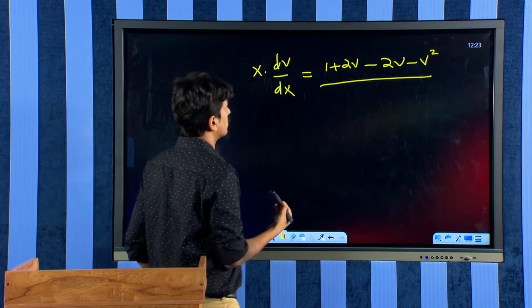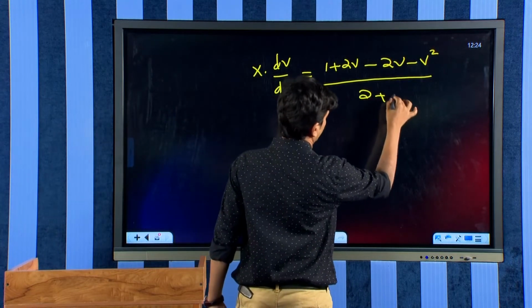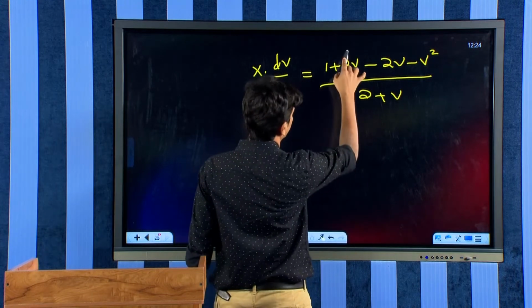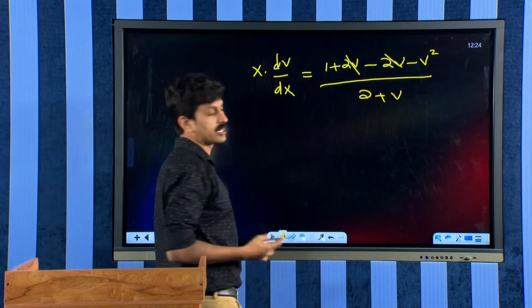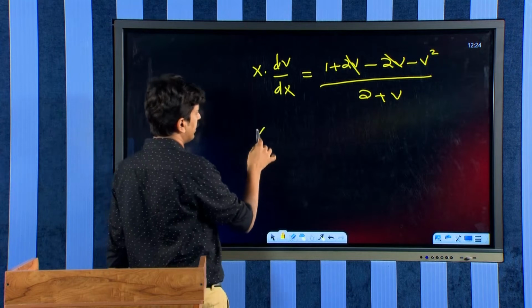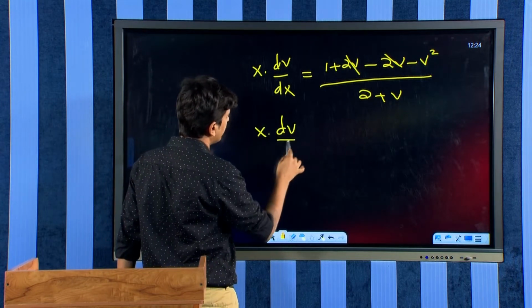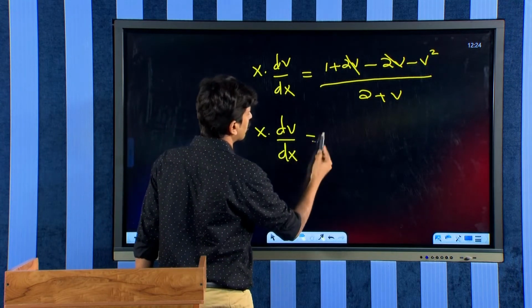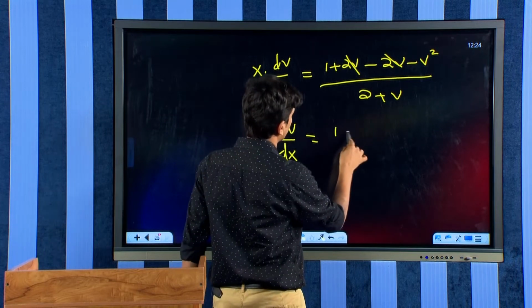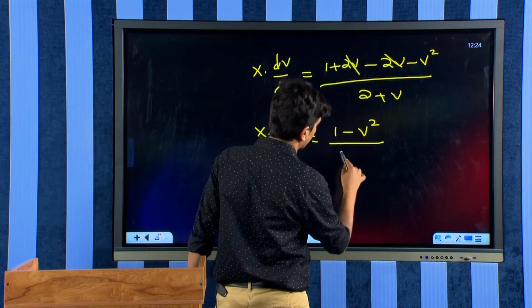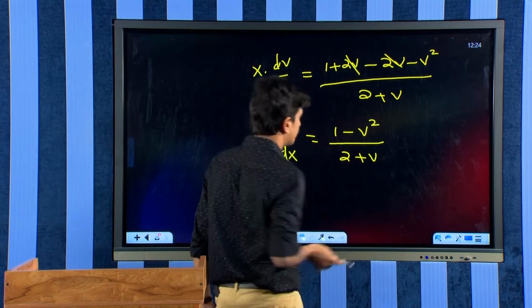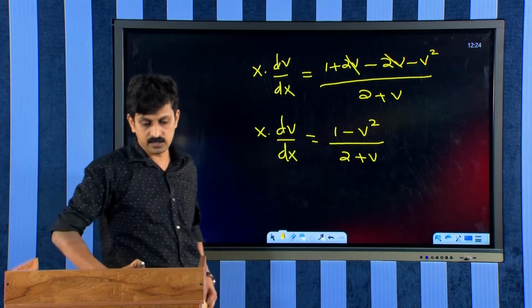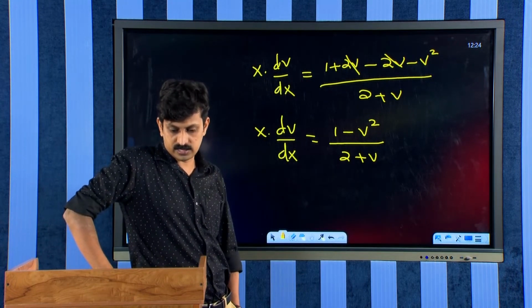Okay. This is equal to 2 plus v is there. So, we have plus 2v and minus 2v here, we can cancel. Therefore, we will have x into dv by dx is equal to 1 minus v square divided by 2 plus v is there.